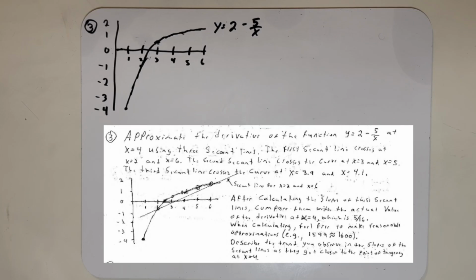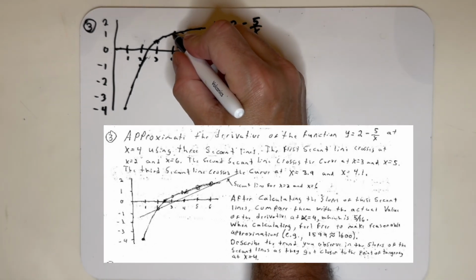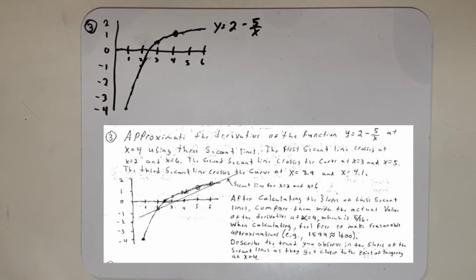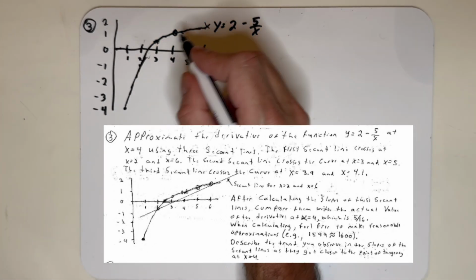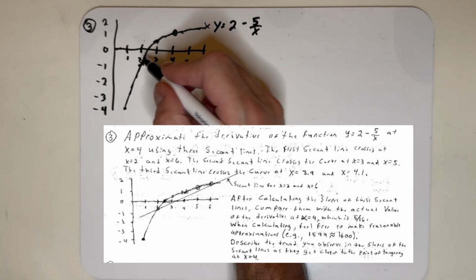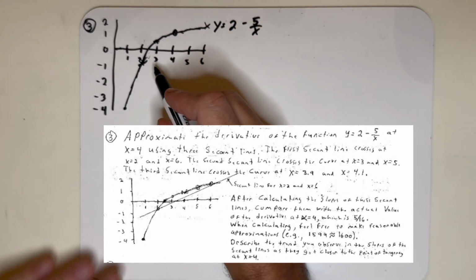right, problem number 3. Approximate the derivative of the function y equals 2 minus 5 over x at x equals 4. That's this point right there. Using the secant lines. And so I indicate that there are 3 secant lines. The first secant line crosses at x equals 2 and x equals 6. So x equals 2 and x equals 6. So it'd be somewhere here. At x equals 2, it's down here somewhere. So I'll just sketch in the first secant line.